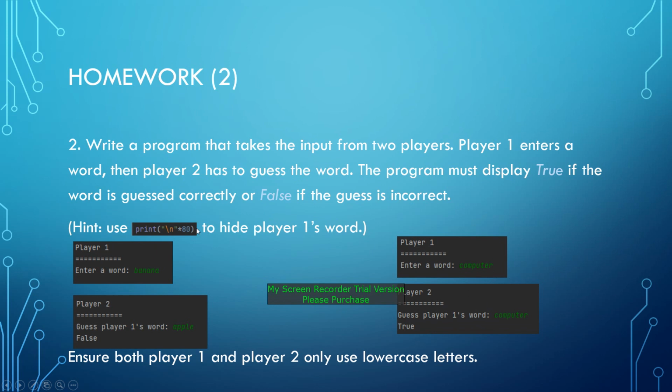Okay, so here's a hint. You can hide player 1's word by using this line of code here, the print with the new line multiplied by 80. What this does is it prints 80 new lines. You can use a creative or clever way to hide the words any way you want. I'm just giving a hint, a very simplified way of hiding the word. But if you can find a more creative way, then please do use it.